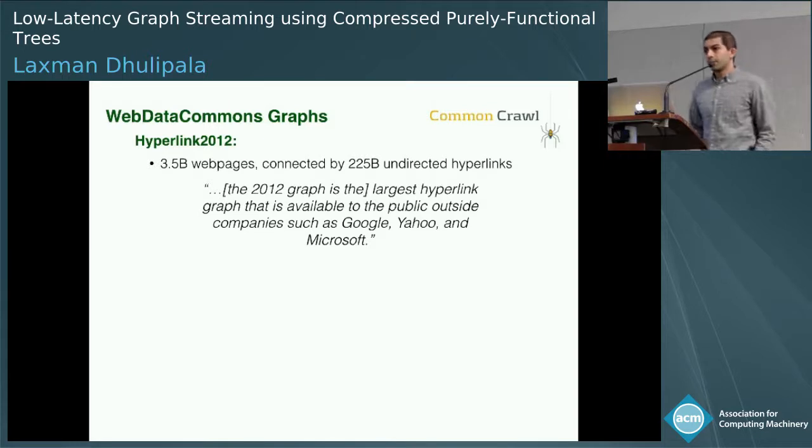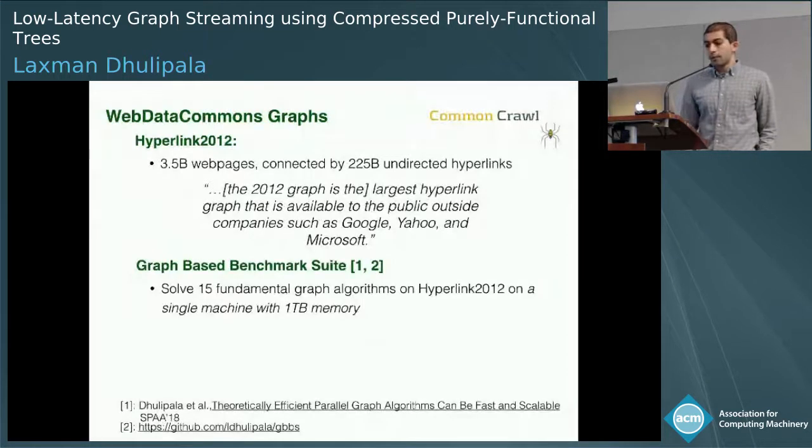Even in the static setting, processing a graph at this scale is a challenging task. Most people in the literature up till very recently have been using distributed graph processing systems, often getting running times on the order of minutes to hours to mine analytics from these graphs. In recent work with my co-authors Guy and Julian, we showed in SPAA 2018 that we can represent and efficiently solve problems on a graph at this scale on a single multi-core machine. On a single machine with a terabyte of RAM, we solved a list of 15 fundamental graph problems. And we made the implementations publicly available, and you can find them on GitHub at the link at the bottom of the slide.